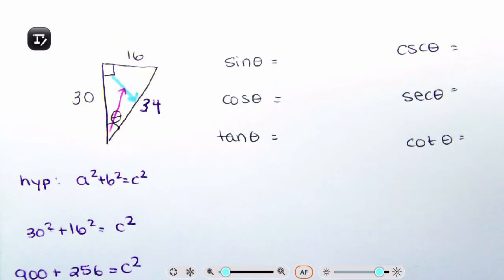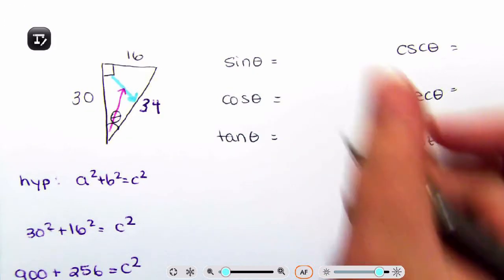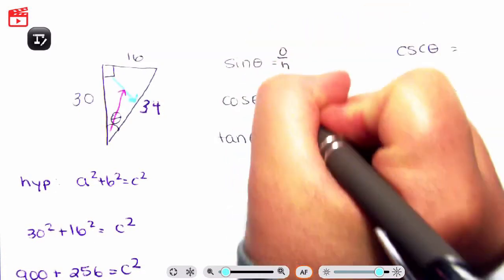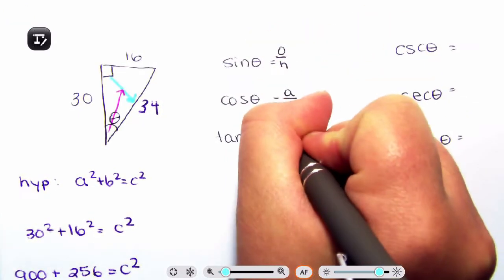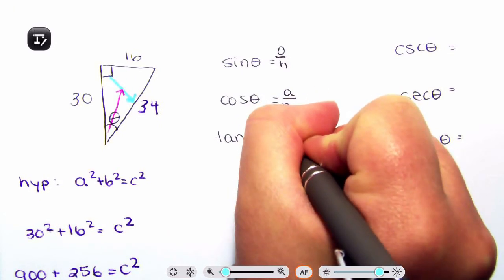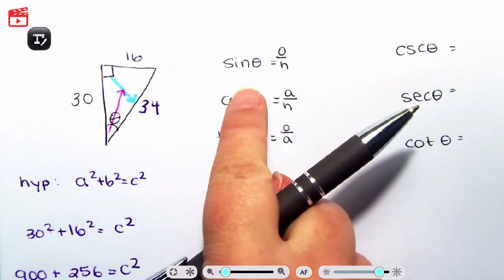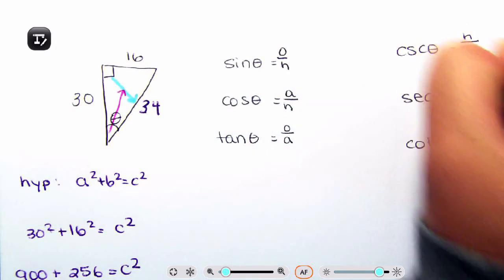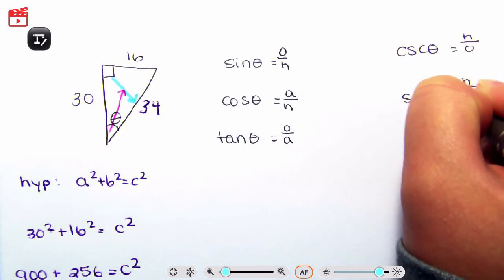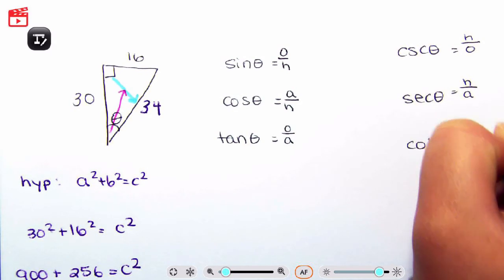Knowing all of the sides of my triangle, I can then continue to use my sine, cosine, and tangent. Sine we know is opposite over hypotenuse. Cosine is adjacent over hypotenuse. Tangent is opposite over adjacent. Now we know that these are the reciprocals of these, so we're going to flip it. So that means this is hypotenuse over opposite. This is hypotenuse over adjacent. And this is adjacent over opposite.